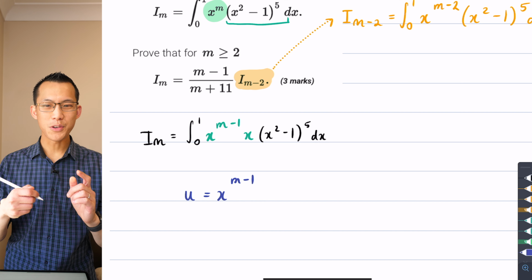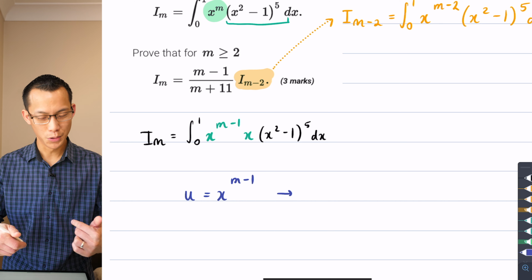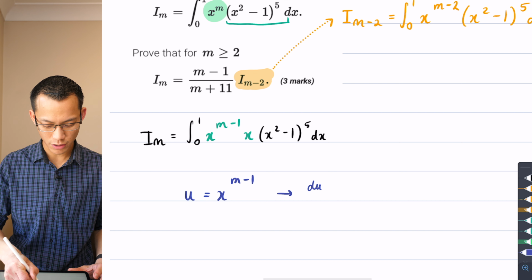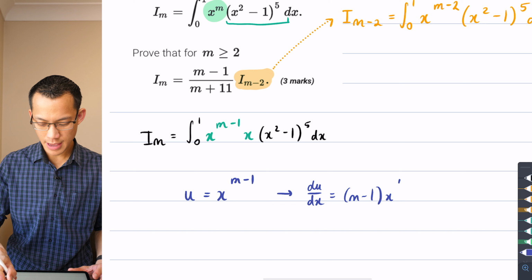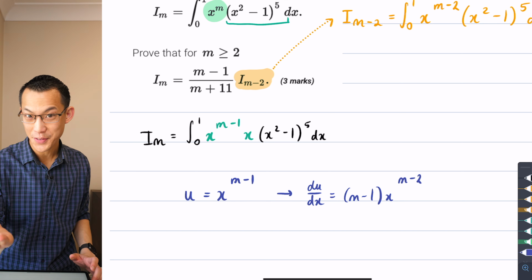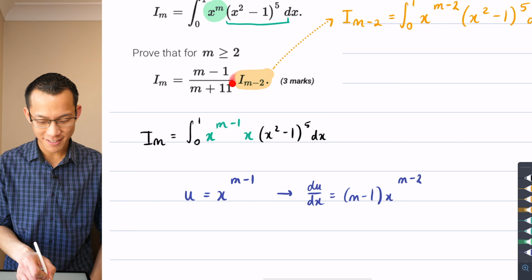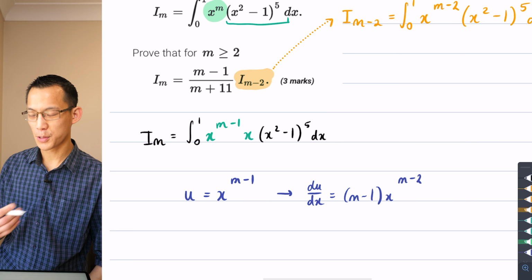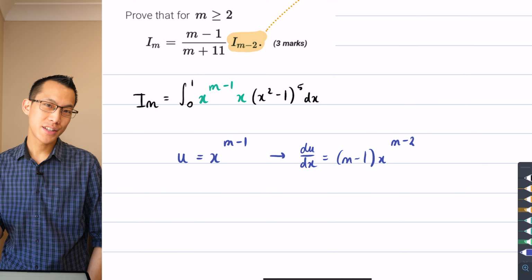And then when you think about differentiating that, it's pretty straightforward. You pull the power out the front. So du on dx is going to be m minus 1, x to the m minus 2. And that's your first indication that you're like, ooh, m minus 2, that's promising. I need one of those. So that's already a good sign for us. Let's do the rest of the integration by parts.